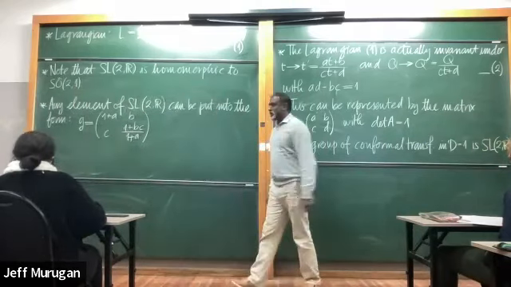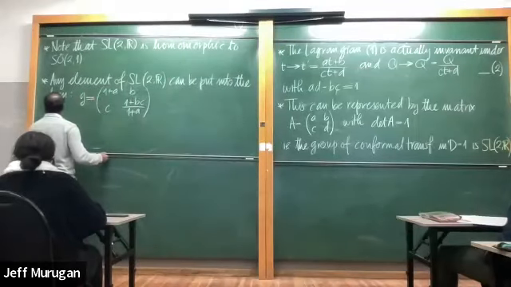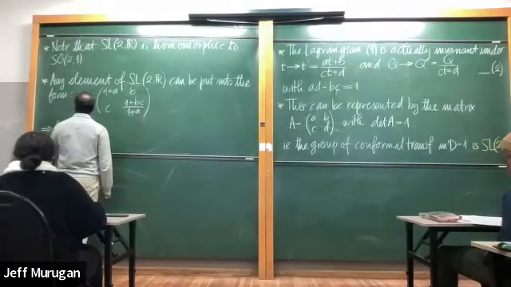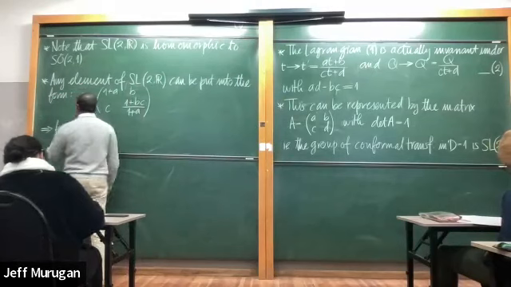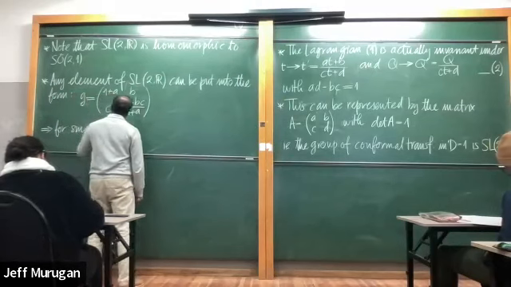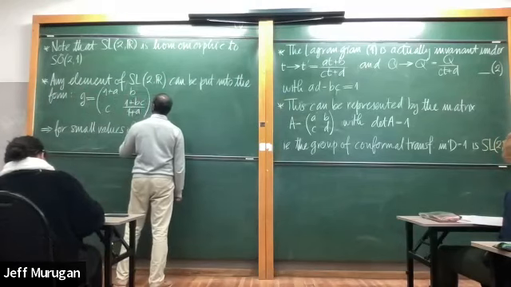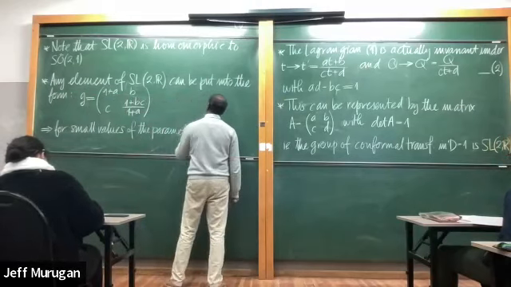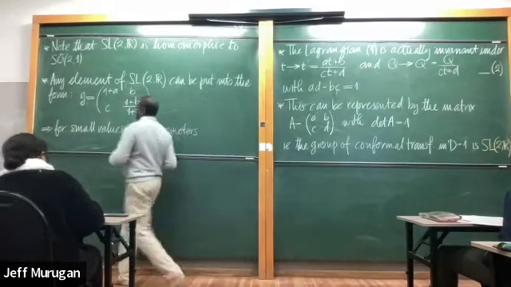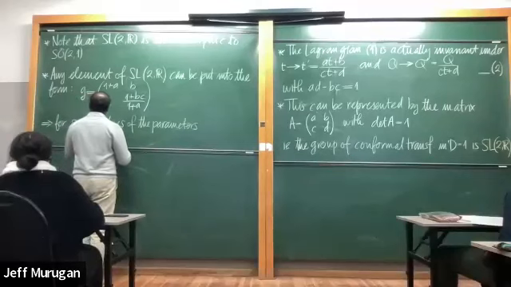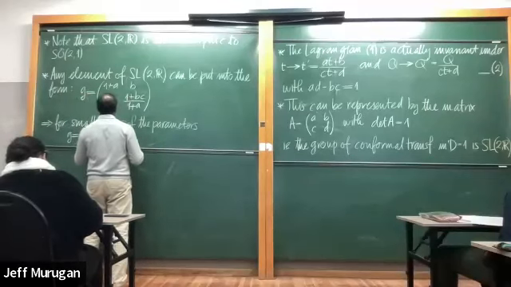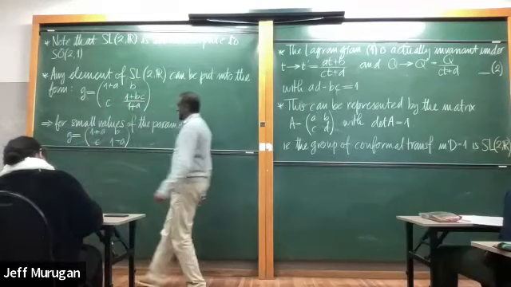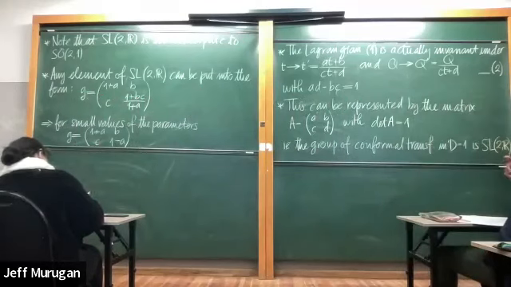So what this means is that close to the origin, in other words, for small values of the parameters A, B, C, and D, G takes the form 1 plus A, B, C, 1 minus A. Basically, I can just take a Taylor expansion using the fact that A is small and A times BC is even smaller.